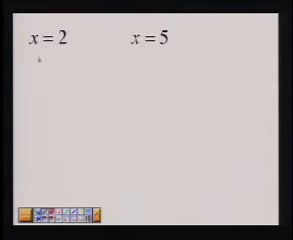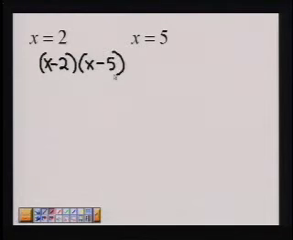Let's try another example with two roots that are both integers. We want to find a polynomial with roots at 2 and 5. So we'll write the factors and multiply it out and then check with the graph. So if x equals 2 is a root, then that factor would be x minus 2. And if 5 is a root, then I would have a factor x minus 5. Now I'll just multiply that out.